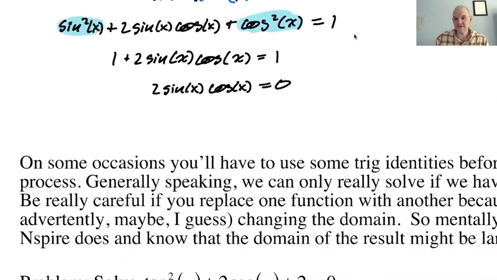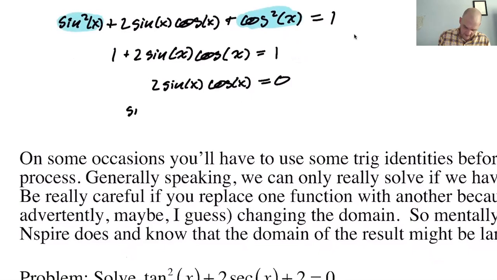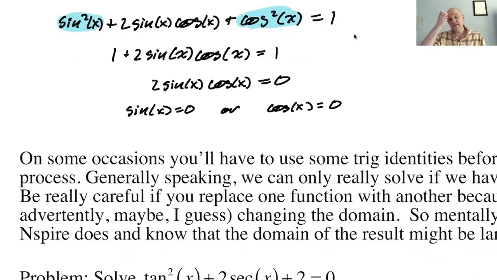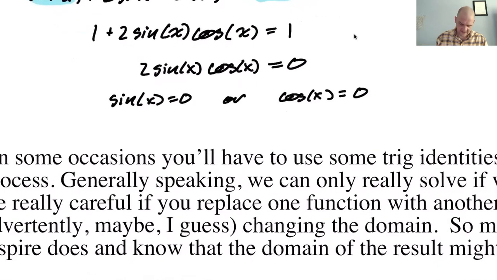If this is the case, then either sine of x equals 0 or cosine of x equals 0. Let's think about this. If sine of x equals 0, on the unit circle the y value is 0. So this is going to be x equals 0 plus 2 pi n, or x equals pi plus 2 pi n.